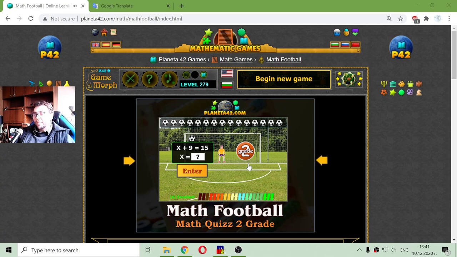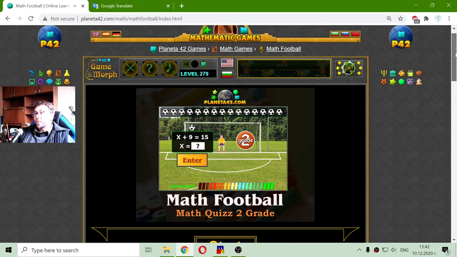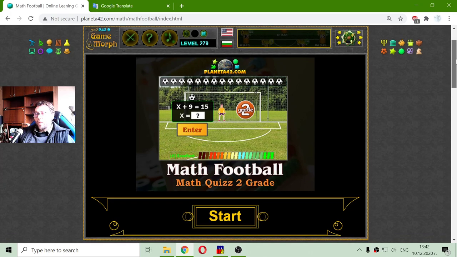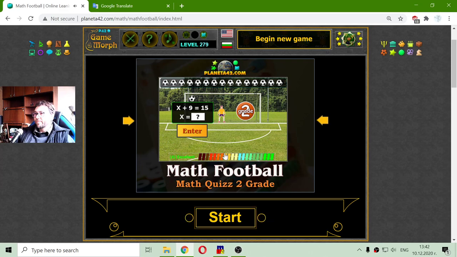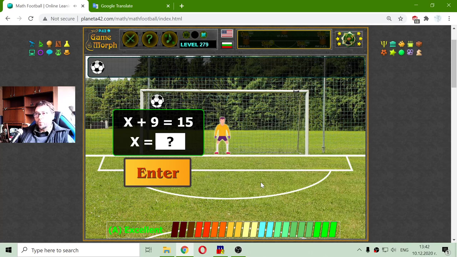Today's educational game that I play is a fun math game for second to third grade about solving mathematical algebraic equations. It is mathematical football. So what I need to do is to solve the x of the equation, and if I do that, I will make a goal. If not, the goalkeeper will save the ball.